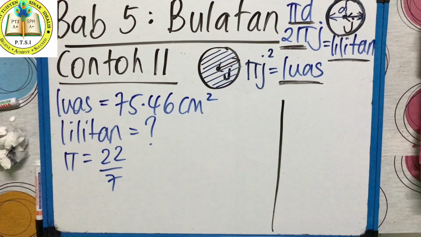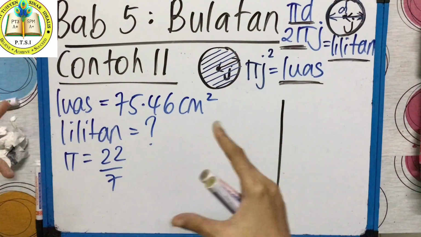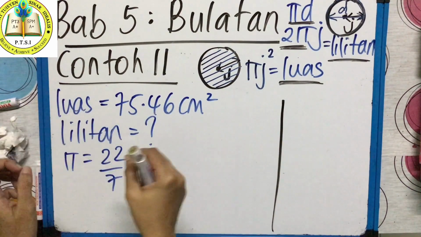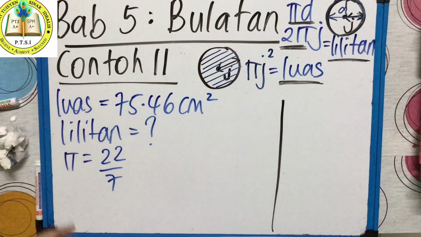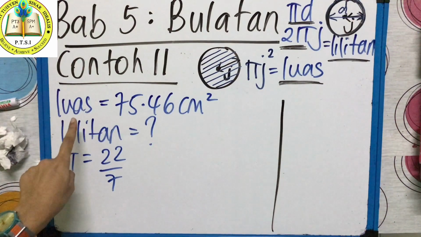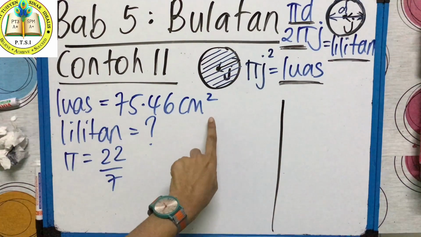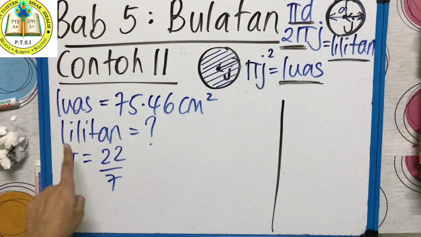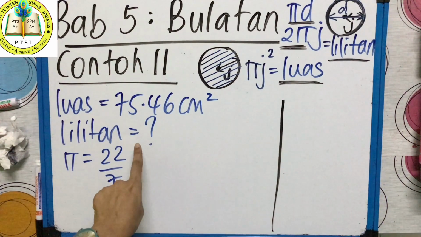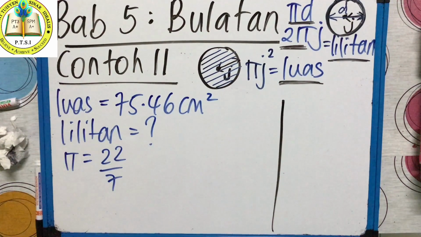Soalan, the question. Remember, even though the question is a paragraph, you can see very clearly, teacher take out and write the points here. So that's what you have to do. Copy the question and take out the points and write. So you will know which one to find, which one they give you. So luas, berapa mereka bagi? Luas bulatan, area of the circle, 75.46 cm squared. Yang ni telah diberi. Hitung lilitan. They ask you to find lilitan, so teacher put a question mark. Hitung lilitan. Pi value given 22 over 7.